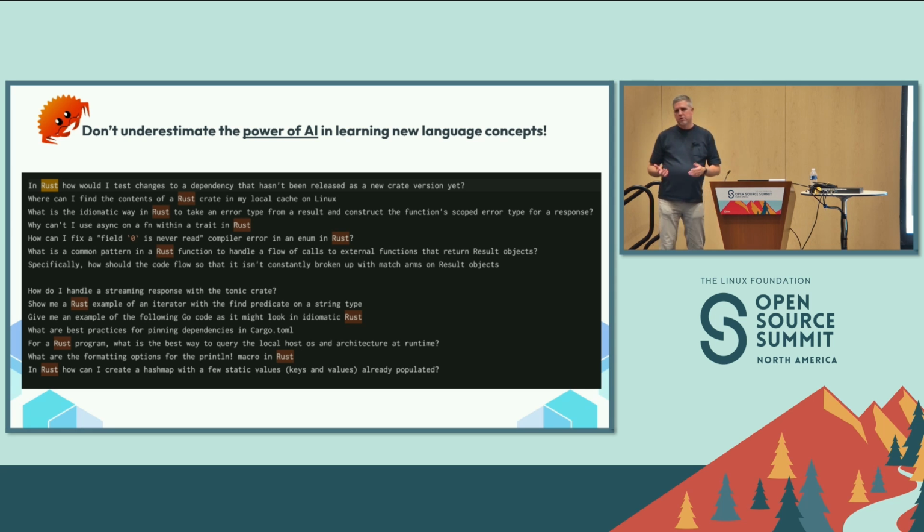But I also wanted to do things in an idiomatic way. I'm new to Rust, so asking what is the idiomatic way in Rust to take an error type from a result and construct the function-scoped error type for a response. So again, I went back and looked at my history of all the things I asked over a period of a couple months, and this is like a fifth of everything. But yeah, a super helpful way for me to connect the dots in a language that wasn't as familiar to me as Go.